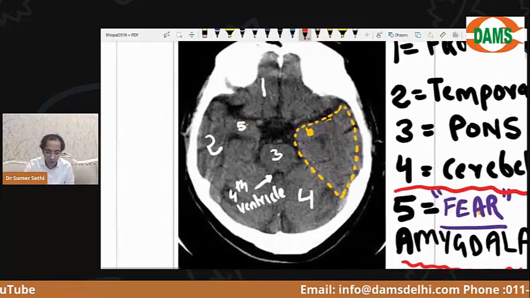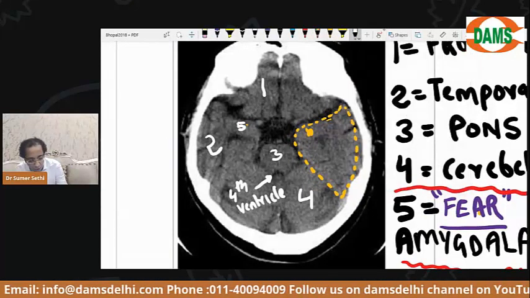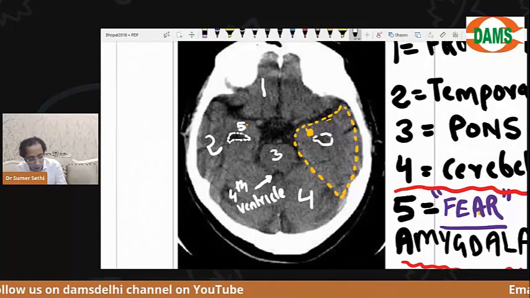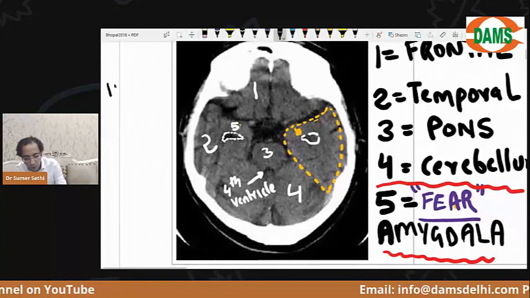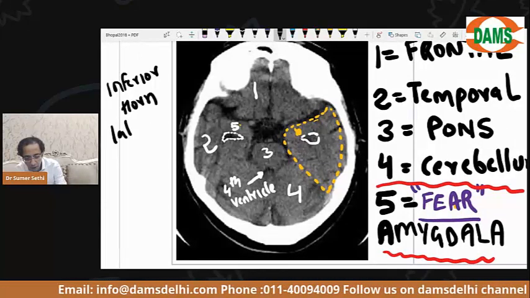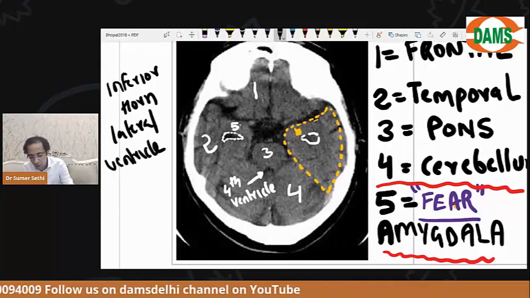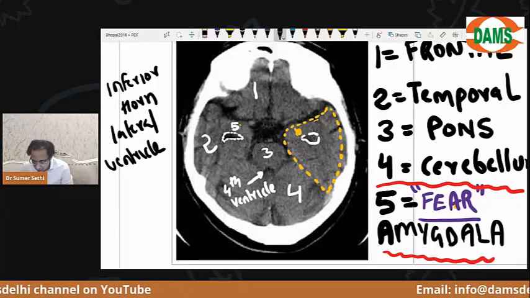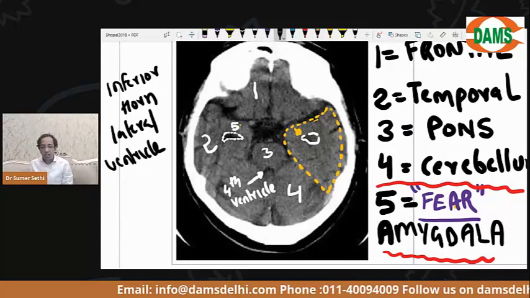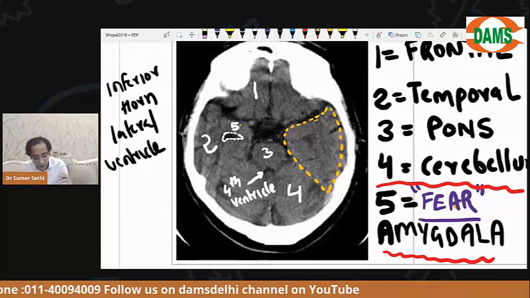Okay. Now let's see an answer, everybody. If I may ask you now, what part of the ventricular system is present in the temporal lobe? In the temporal lobe, you have the inferior horn of the lateral ventricle. Everybody understands? So what happens is the amygdala is anterior to the inferior horn of the lateral ventricle in the temporal lobe.